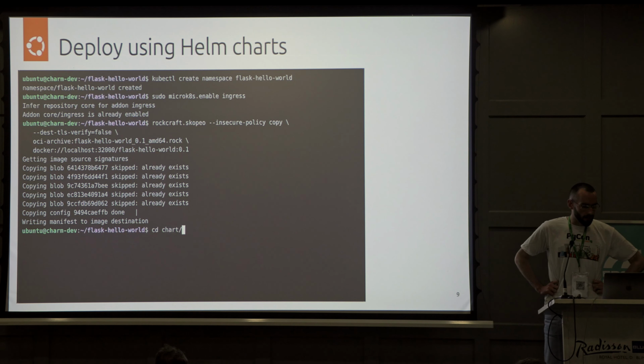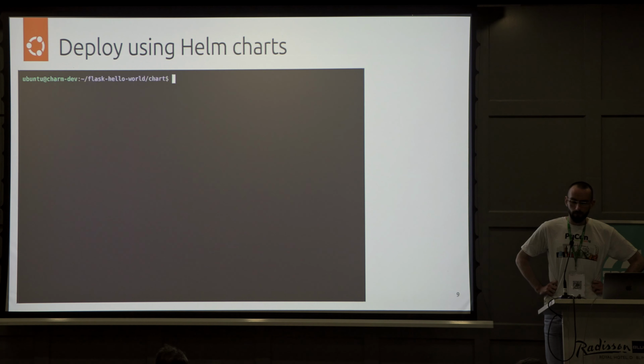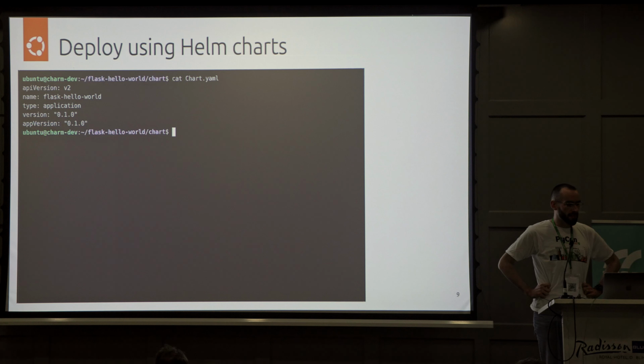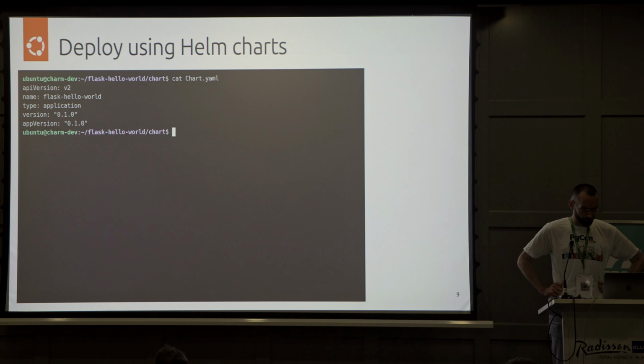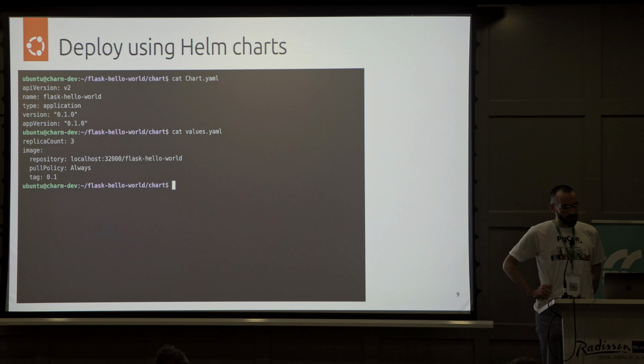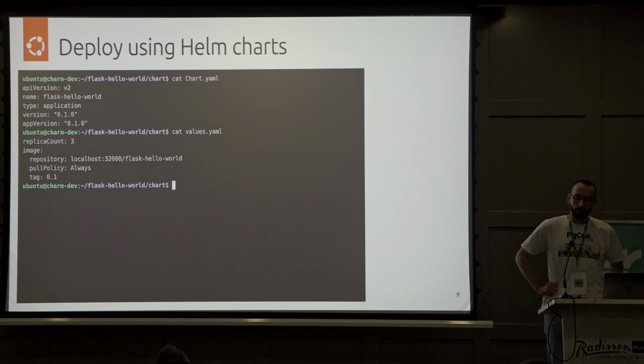And then we're going to take a look at the chart directory where I've defined everything that we need for Helm charts. If we look at the chart.yaml, it's just a bit of metadata, including the API version, the name, that it's an application, and the application version as well as the chart version here. And then, just for simplicity, I've also created a values.yaml file which defines some common pieces of configuration, so that we want 3 replicas and what image we want to pull.